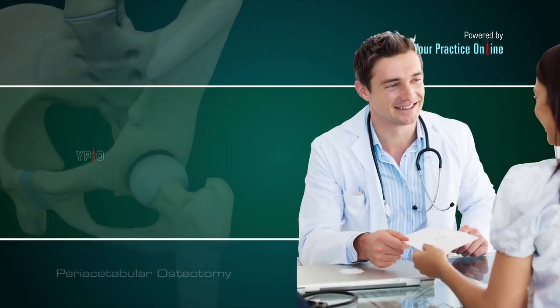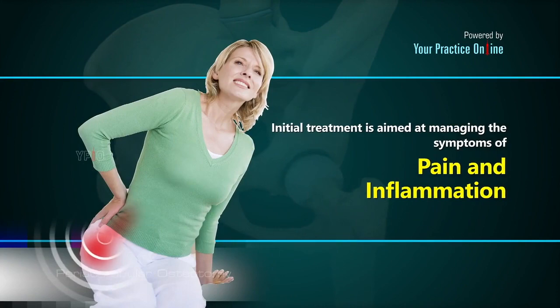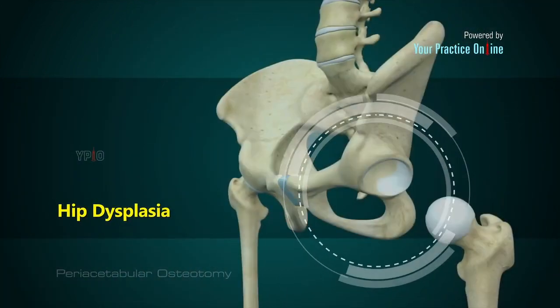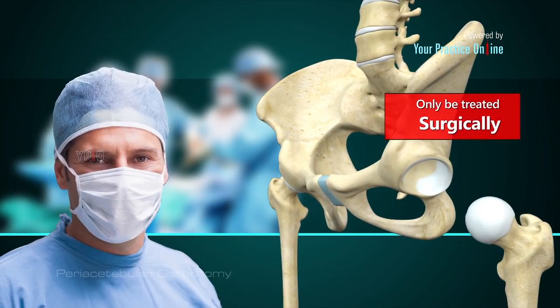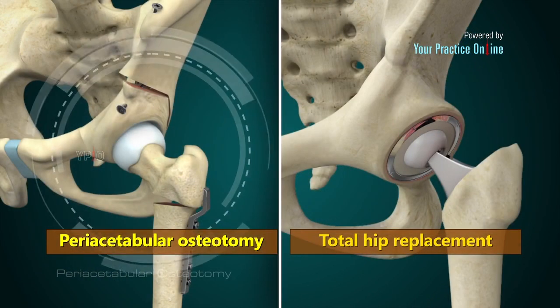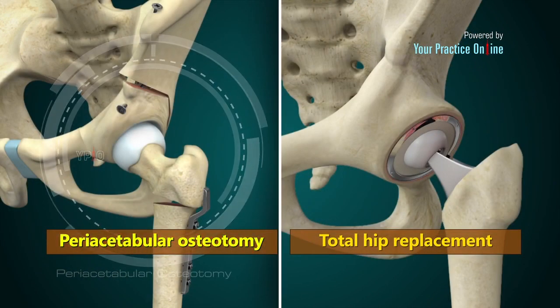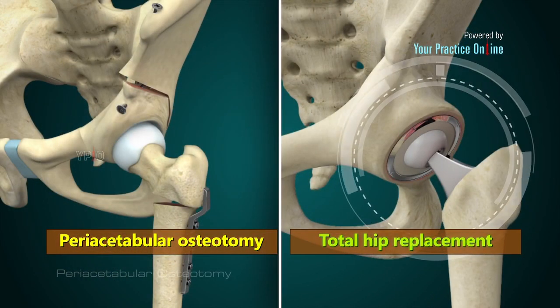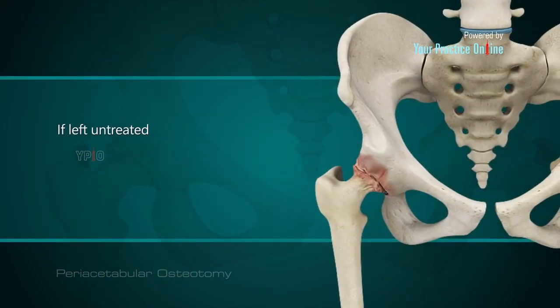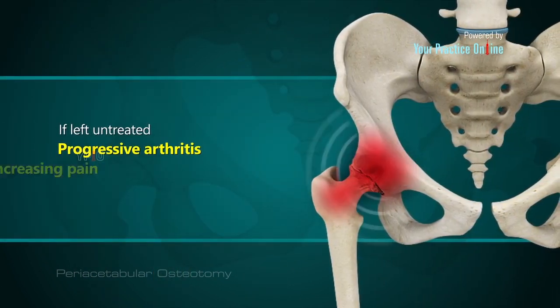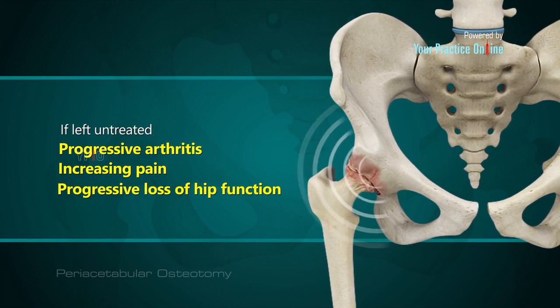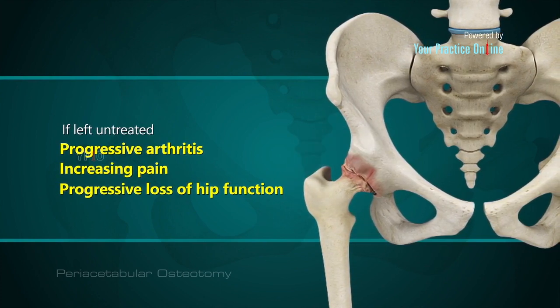Initial treatment is aimed at managing the symptoms of pain and inflammation. Hip dysplasia can only be treated surgically by either periacetabular osteotomy or total hip replacement. If left untreated, it leads to progressive arthritis with increasing pain and progressive loss of hip function.